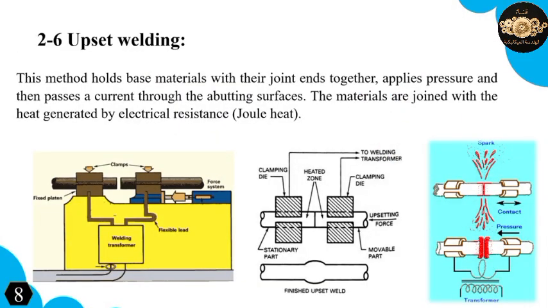Upset welding. This method holds base materials with their joint ends together, applies pressure and then passes a current through the abutting surfaces. The materials are joined with the heat generated by electrical resistance.